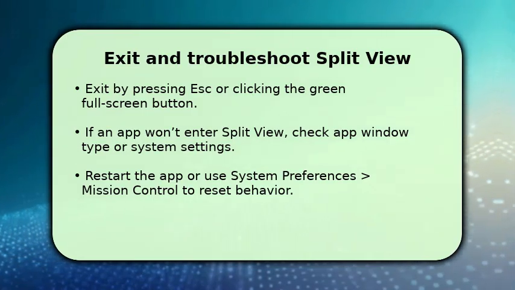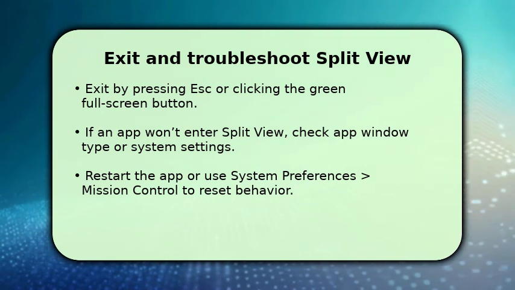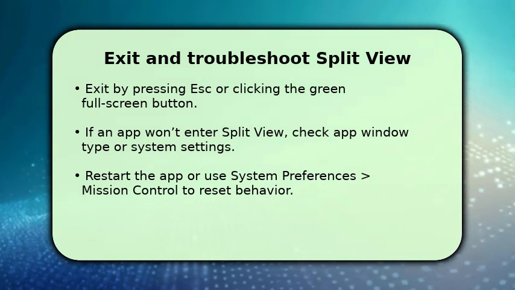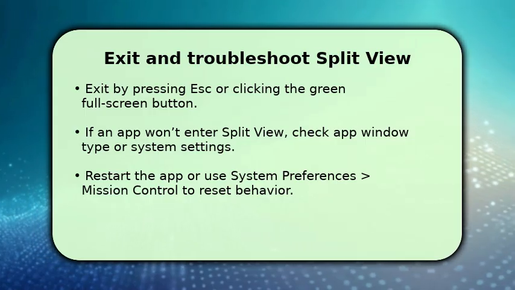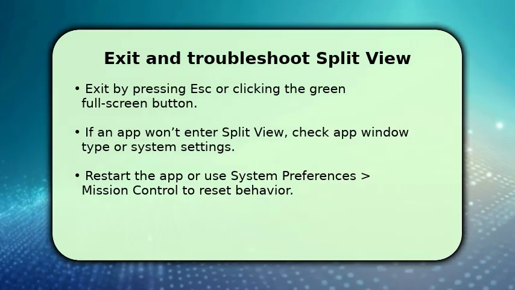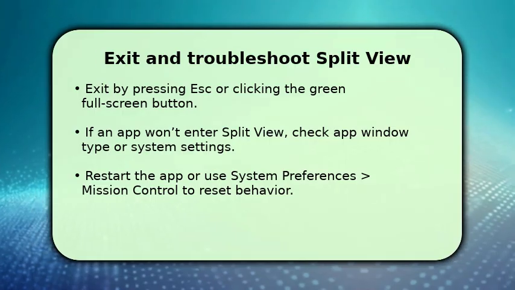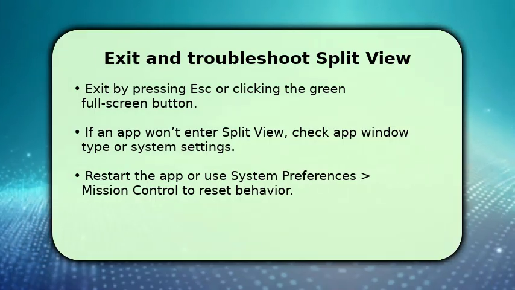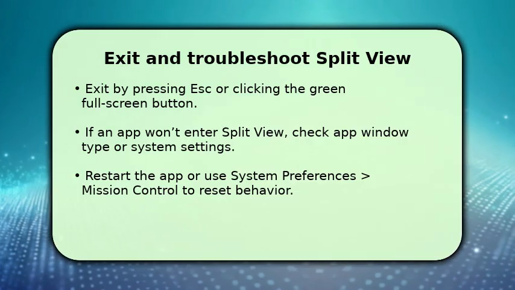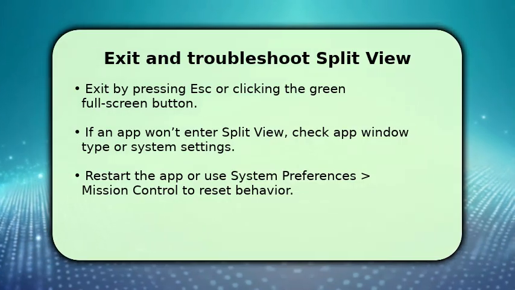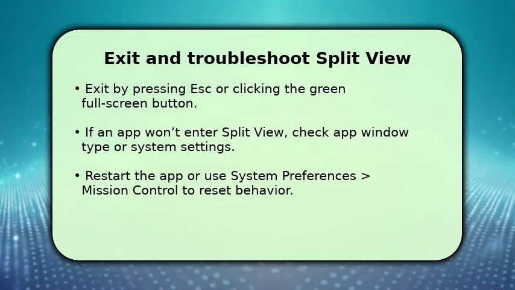If split view fails, first close and reopen the troublesome app. Make sure it is a standard document or app window, not a dialog or utility. You can also toggle displays have separate spaces in System Preferences Mission Control, then log out and back in if layouts act oddly. This often resolves persistent issues and restores normal split view operation.